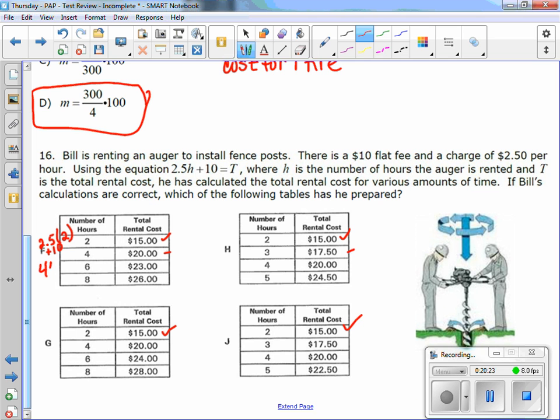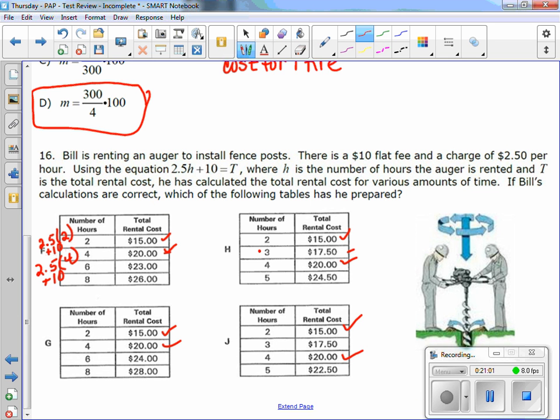So 2.5 times 4, that's going to give me 10 plus my $10. So it's 20. So this one's right, which means this one is gone. And so is this one. And you know what? I did not read my chart carefully enough, so watch out. This one actually says 3 hours. So for 4 hours it says 20 here, and it says 20 here, and for 4 hours it says 20 here. So that also did not help me figure out anything.